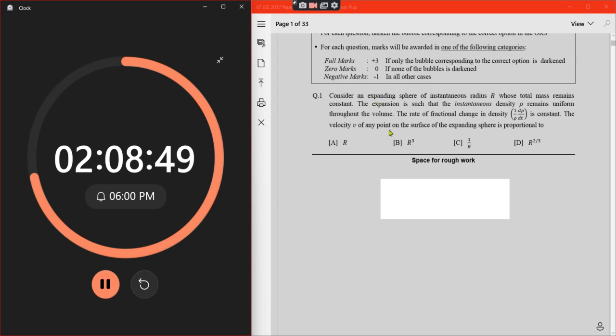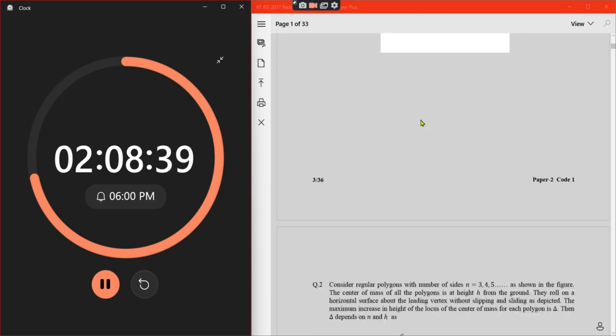So the velocity of any point on the surface is v proportional to r, right? Exactly. So that's just the first concept. This is pretty obvious. Next question.